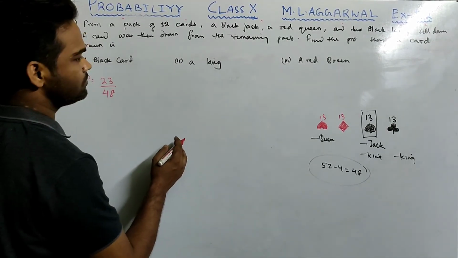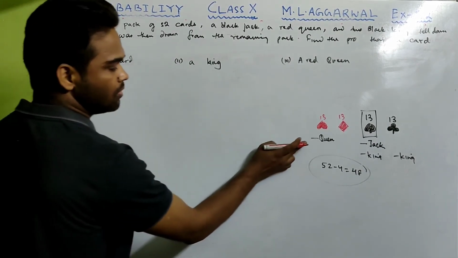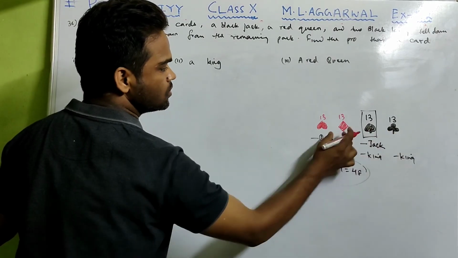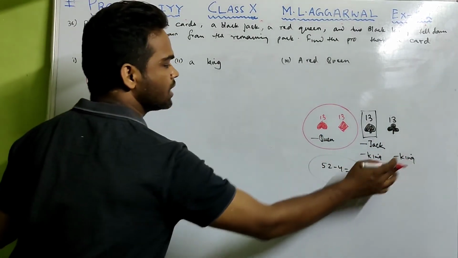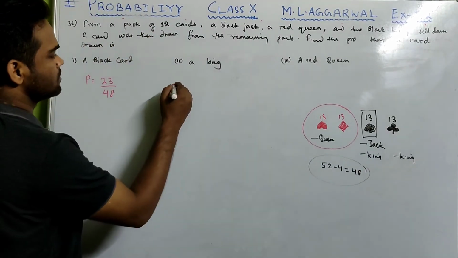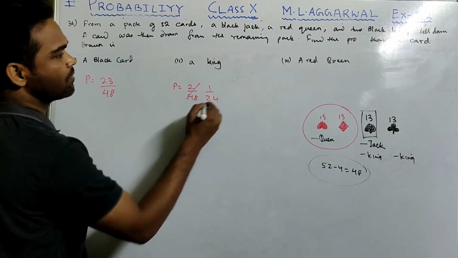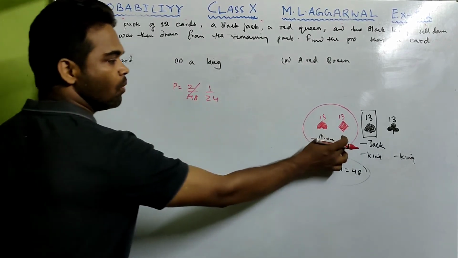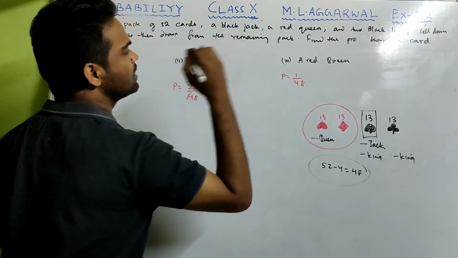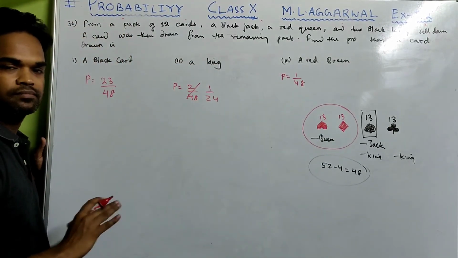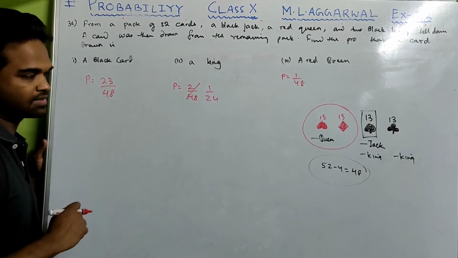Now, a king. Now, 2 kings are there in the pack of 48 cards, because these 2 kings have already fallen down. So it will be 2 by 48, that's 1 by 24. A red queen, 1 red queen is there, 1 has fallen down. So probability will be 1 by 48. Pretty easy, okay? Now let us look at the next sum.